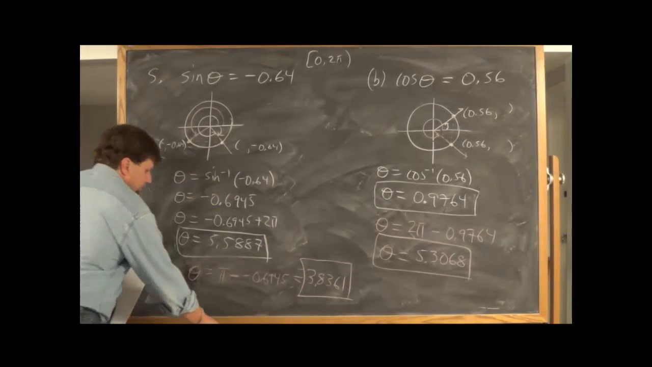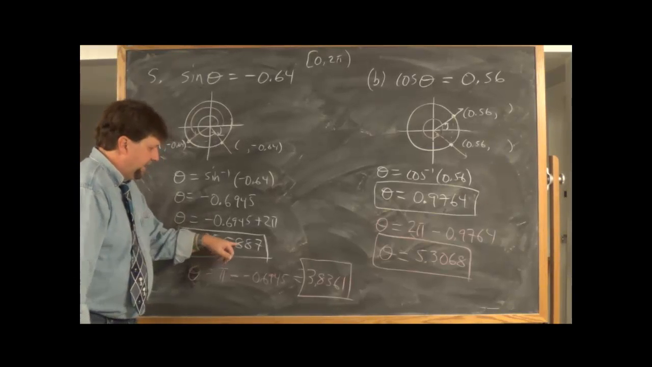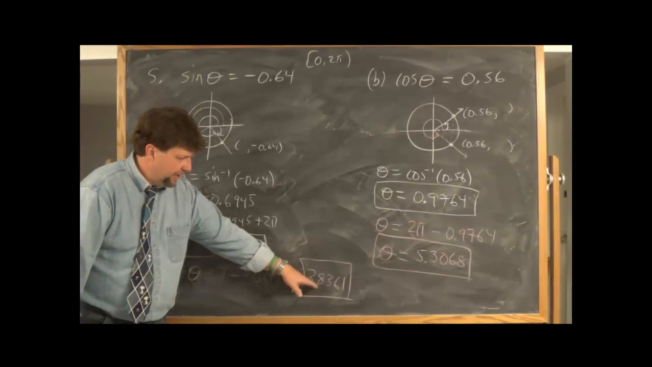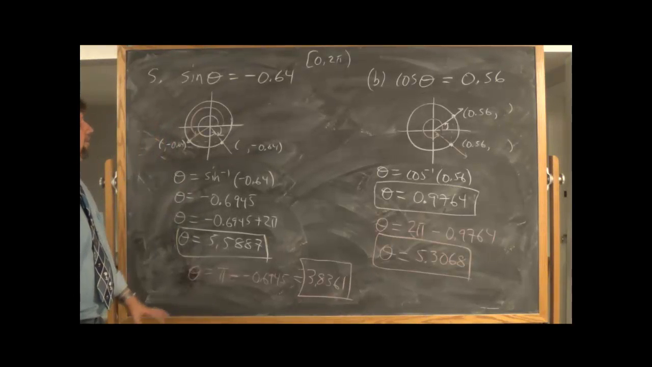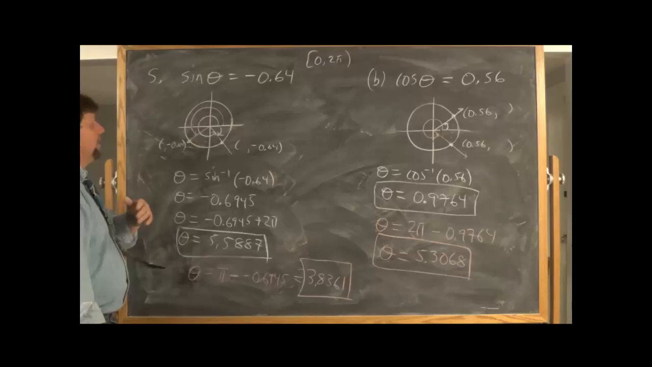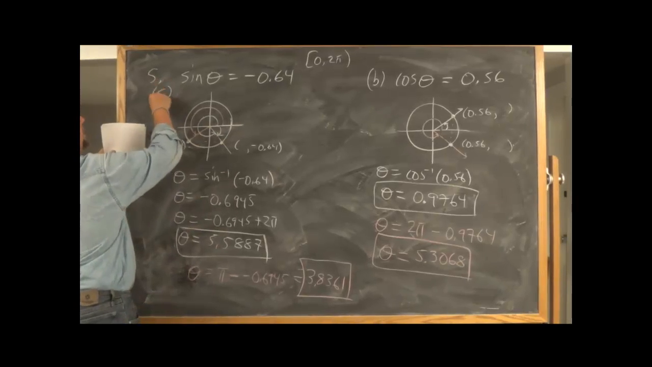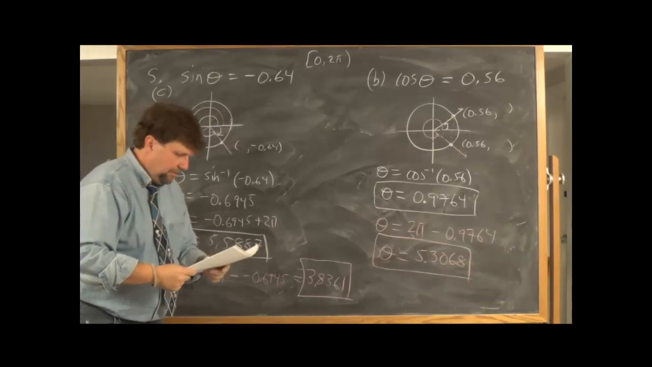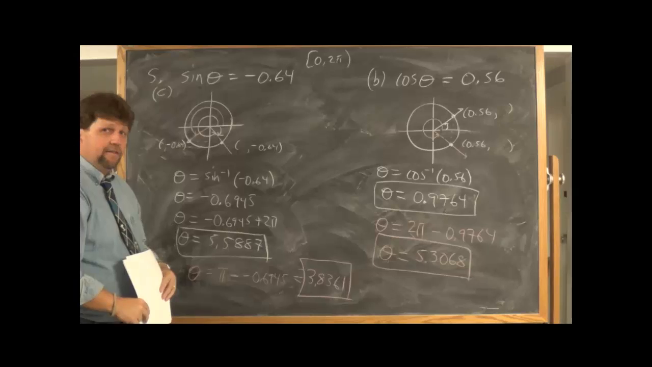So, the two values of theta for part C are 5.5887 and 3.8361. Hopefully you got all this in number 5, parts A, B, and well, this one was C. Sorry I didn't label that, folks. But I think you knew it was part C. And that's it for number 5.